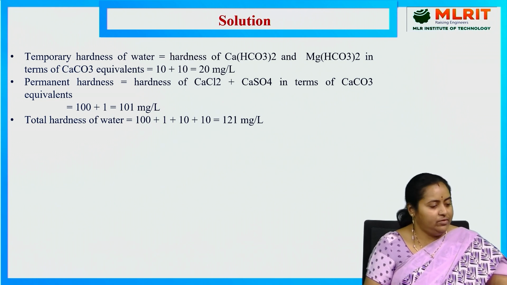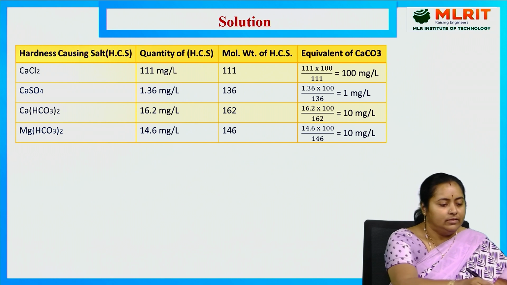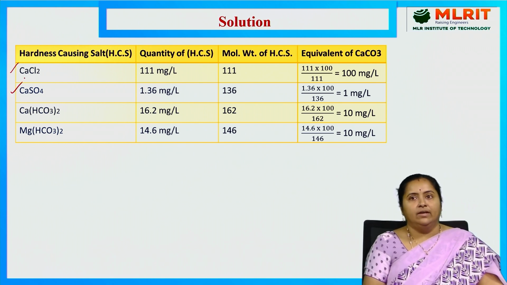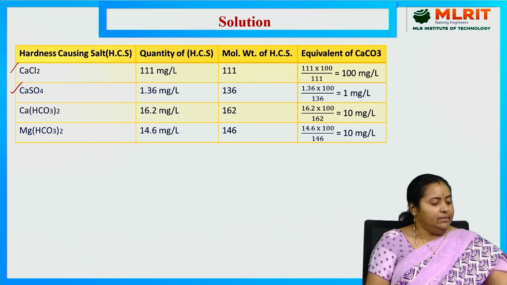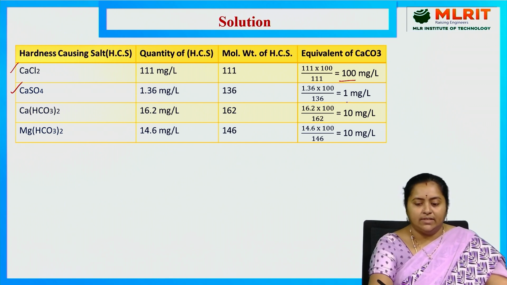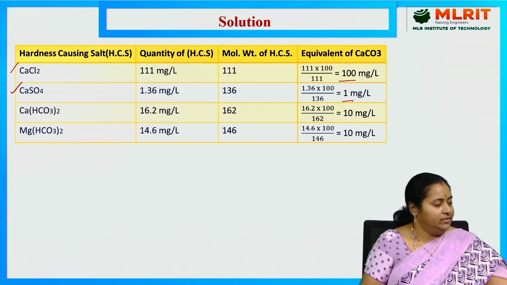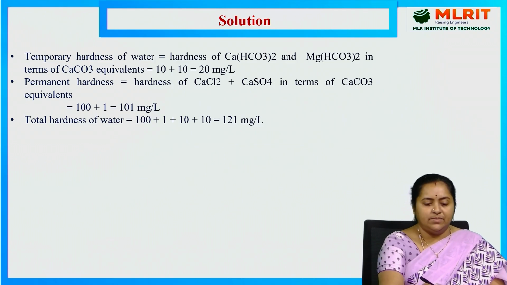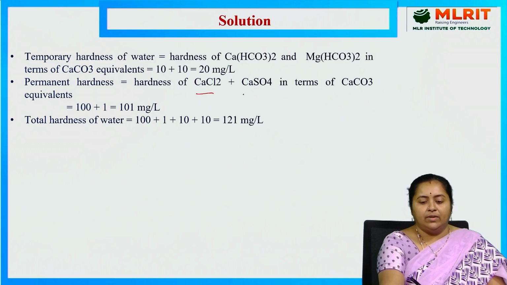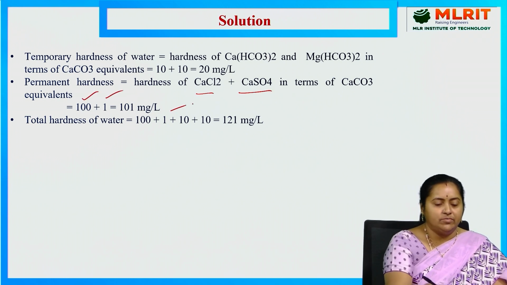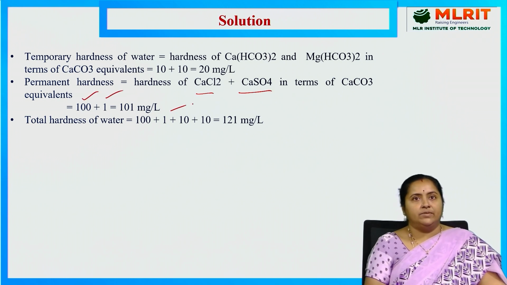And if you notice, in these four salts, calcium sulfate and calcium chloride are responsible for imparting permanent hardness. So what are its corresponding CaCO3 equivalent hardness? 100 and 1. So coming to the calculation of permanent hardness, hardness that is purely due to calcium chloride and calcium sulfate. How much is it? 100 plus 1. It is equal to 101 milligrams per liter.